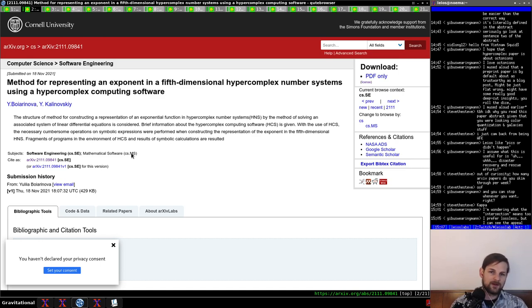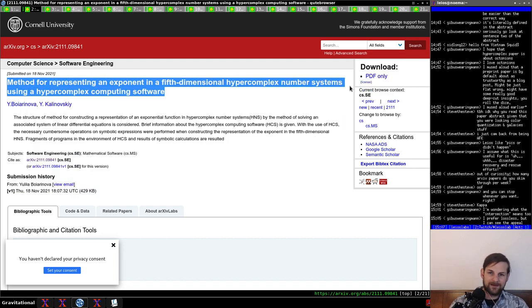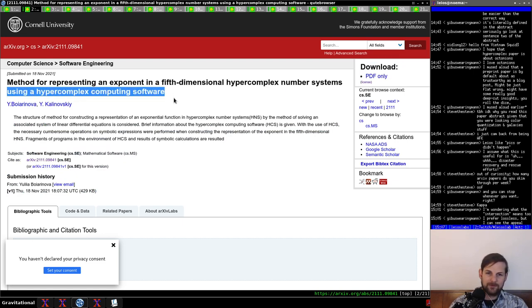So the method for representing an exponent with a fifth-dimensional hypercomplex number system using a hypercomplex computing software. So the reason I was interested in this one is because all the way up here, this seemed like an interesting paper. Then all of a sudden, using a hypercomplex computing software, I'm like, wait, what? What are you talking about?